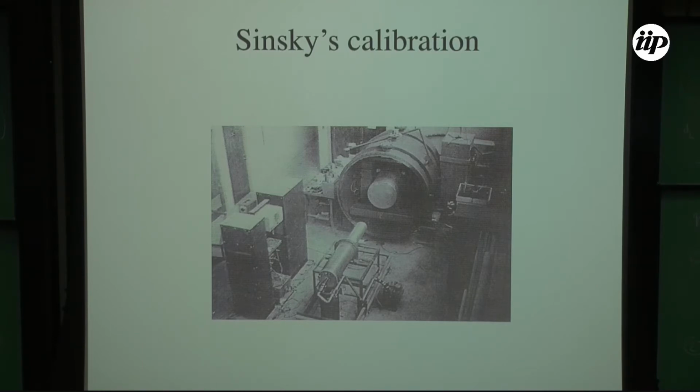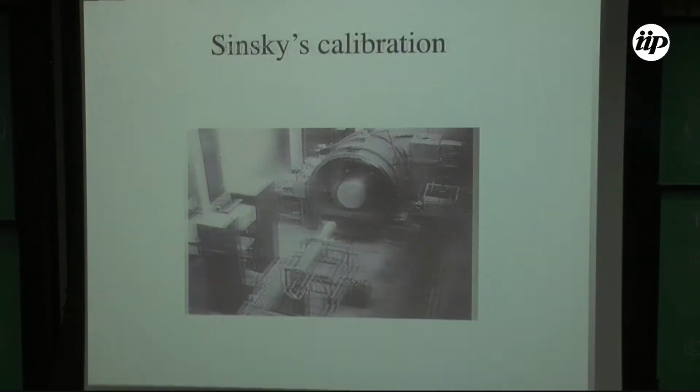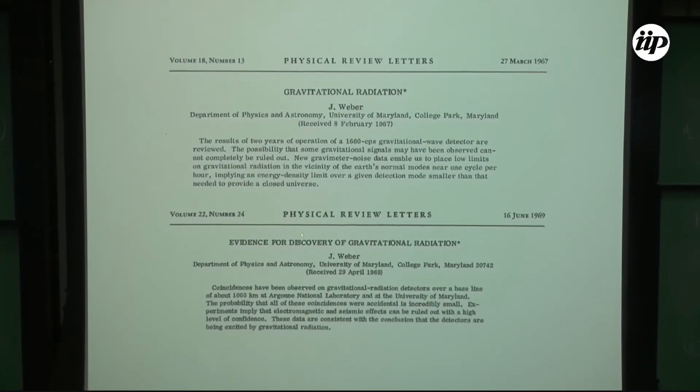Calibration, as you're going to see next week, is a major issue for detecting gravitational waves, because you don't have a gravitational wave that you can make in the lab, make it happen and see if your detector detects it. So knowing really the sensitivity of the instrument is hard.